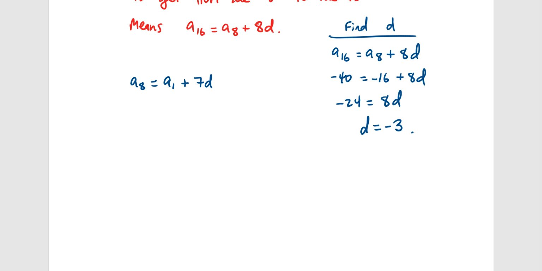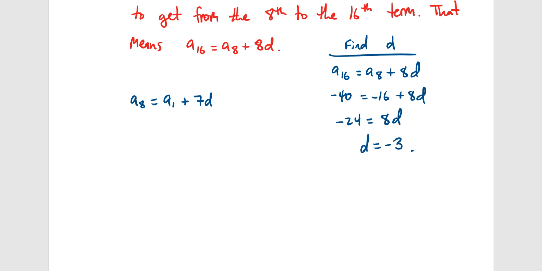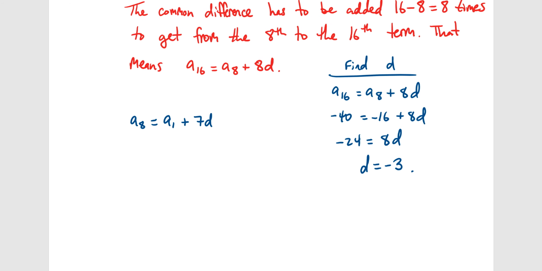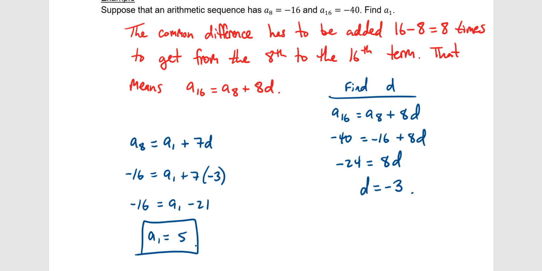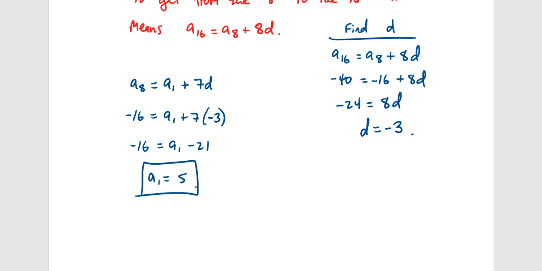And once we have that, we can plug everything in. We know that a sub 8 is negative 16. We're looking for a sub 1. We plug in our common difference of negative 3, and we get negative 16 equals a sub 1 minus 21. We add 21 to both sides and we get a sub 1, the first term, is 5. Okay, so this is just a nice shortcut method in order to do that.